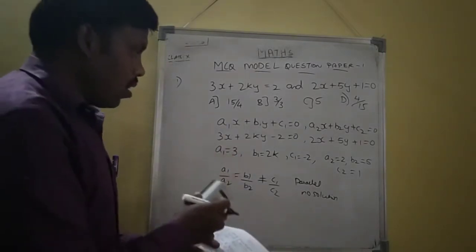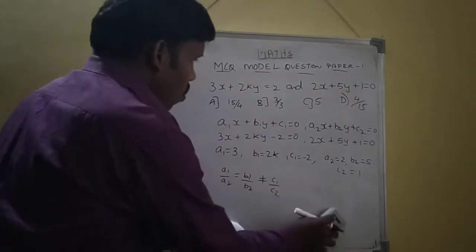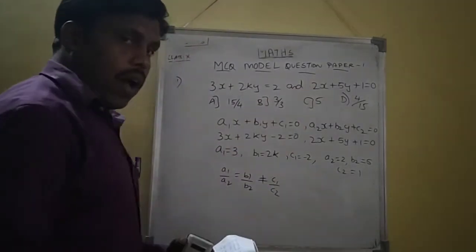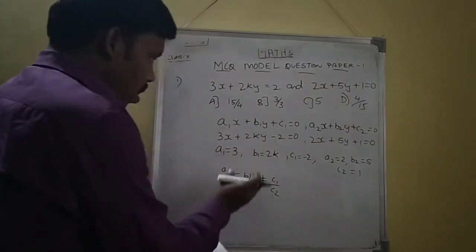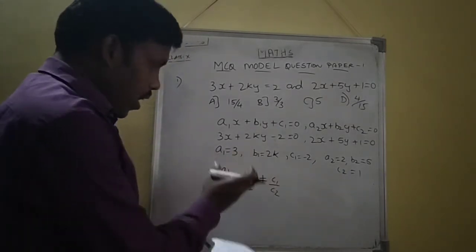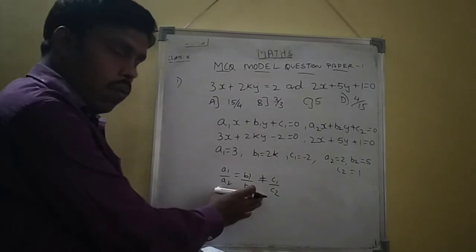So you should know all things related to that one. The question is, now they are given that these two lines are parallel to each other. So you have to find the value of k. So parallel to each other, what are the ratios for parallel lines? This is the ratio for parallel to each other.